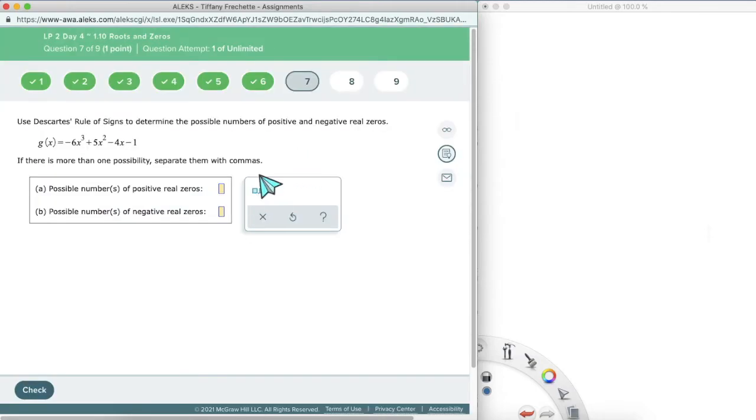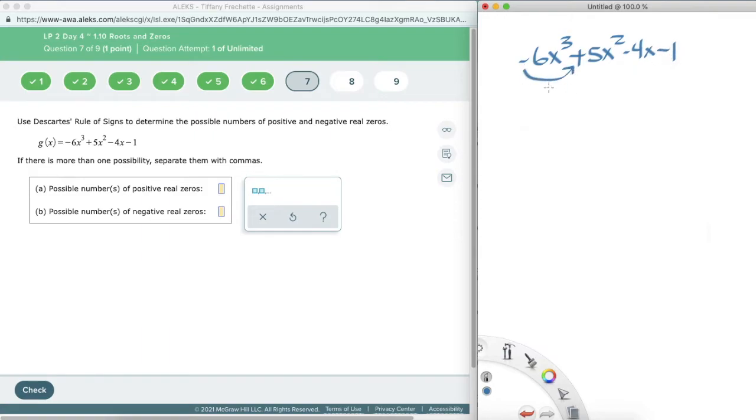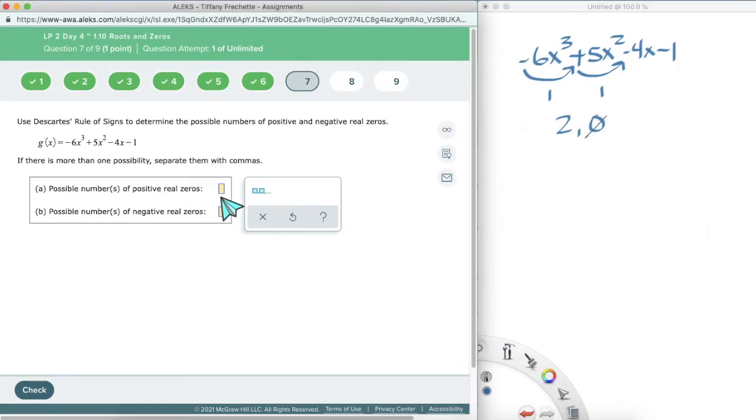So first, I'm going to go ahead and write this down. Whoops. Help if I change that. So negative 6x cubed plus 5x squared minus 4x minus 1. All right, so we have negative to positive. That's one change. Positive to negative, that's another change. And negative to negative, that's not a change. So for positive real roots, I'm going to have either 2 or 0 because I can subtract 2 from that and get 0. So I'm either going to have 2 positives or 0 of them.